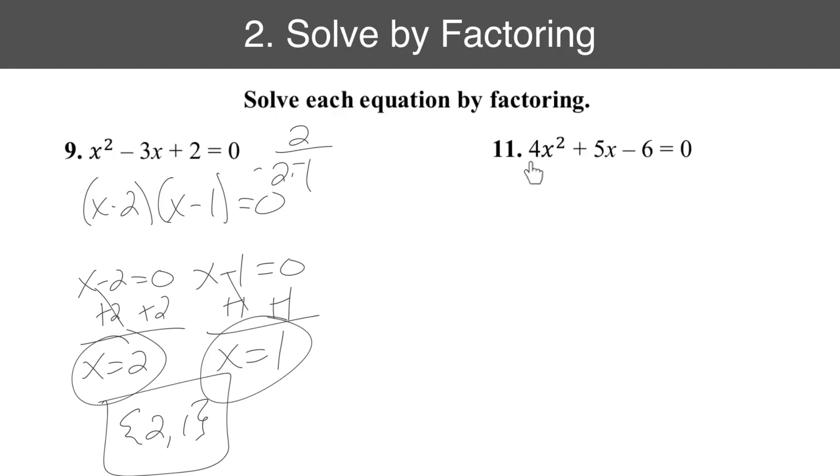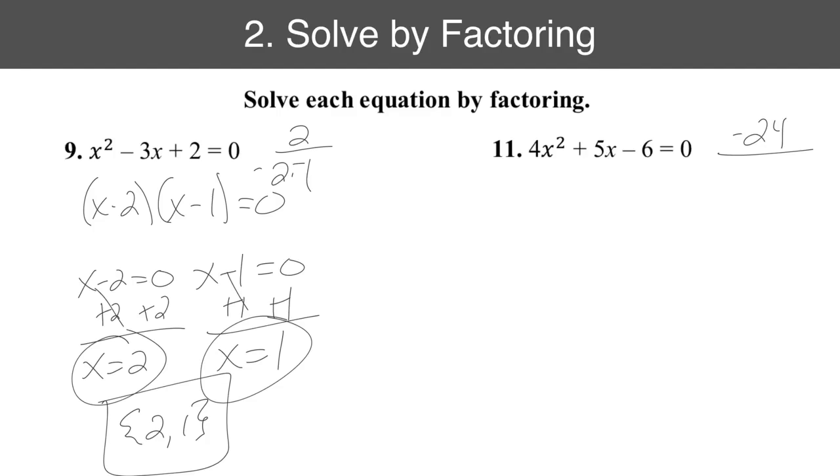All right, so now let's look at one that's a little bit more complicated. On this one, we have a leading coefficient that's 4. So when your leading coefficient is greater than 1, you take the first one and the last one and you multiply them together. We're going to do factor by grouping. So first we're going to start off with 4 times negative 6, and that gives us negative 24. Now that's the number we're going to factor.